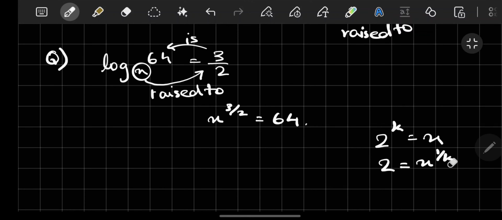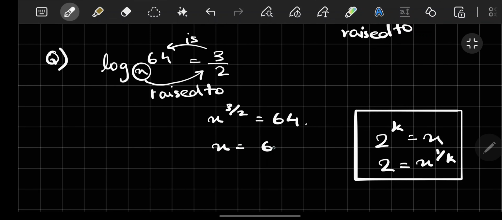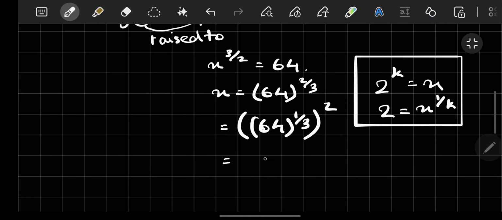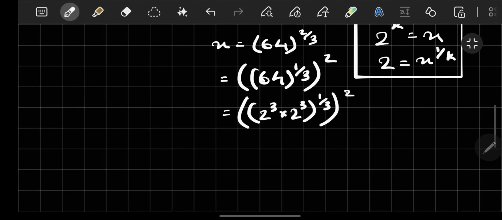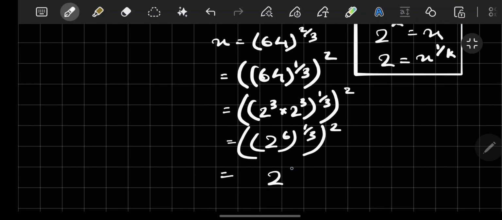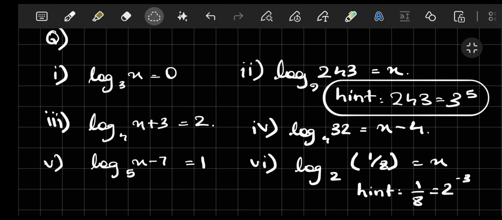Now generally, if 2 power k is equal to x, then 2 should be equal to x power 1 by k. From this case, x power 3 by 2 is 64. Therefore, x should be equal to 64 power 2 by 3, which could be written, from our basic exponential laws, as 64 power 1 by 3 whole square, which could be written as 2 power 6 whole power 1 by 3 whole power 2, which finally is 2 power 2 whole square, finally 2 power 4, which is equal to 16.